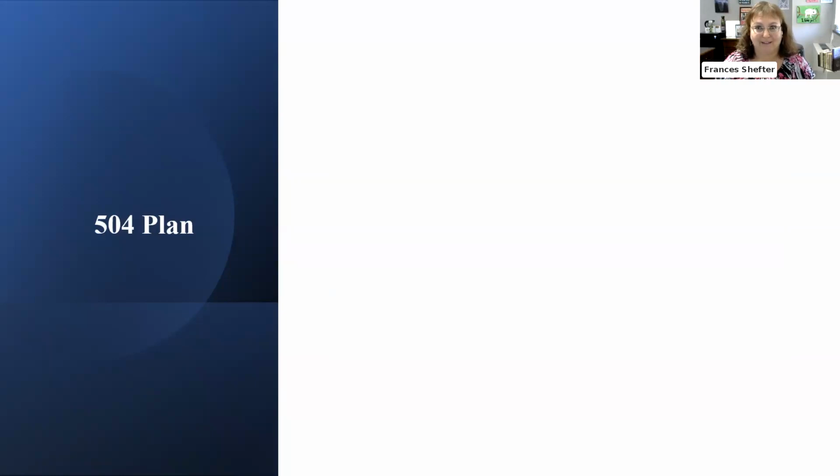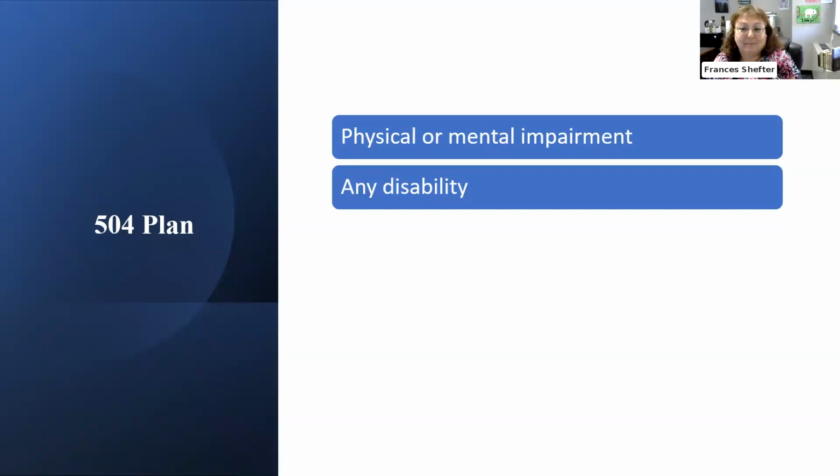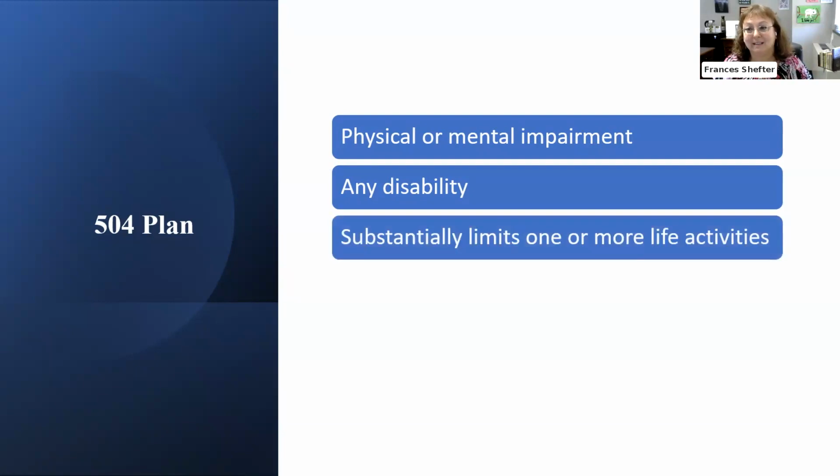For a 504 plan, there needs to be a physical or mental impairment. And that means that there's difficulties with walking, seeing, hearing, speaking, breathing, learning, working, caring for oneself, and performing manual tasks, or is what falls under an impairment. This also covers any disability. So there's no specific categories. It's almost any disability if it's considered an impairment and it substantially limits one or more life activities.